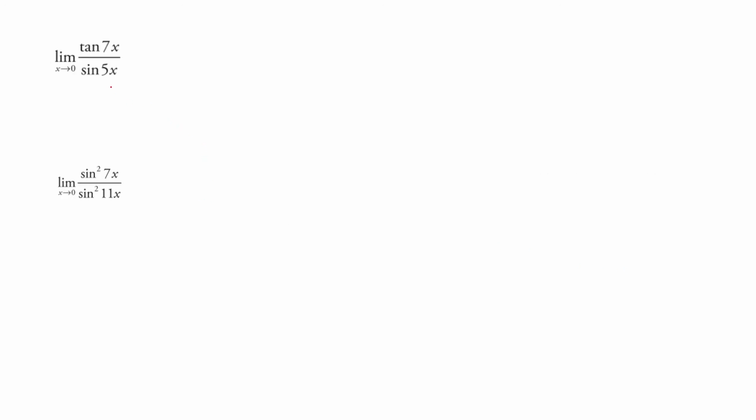We can see more practice here. So x approaches 0, this one. We know that when x approaches 0, tangent x is almost equal to x. So tangent 7x can be seen as 7x, and sine 5x can be seen as 5x when x approaches 0. So it becomes 7 over 5.